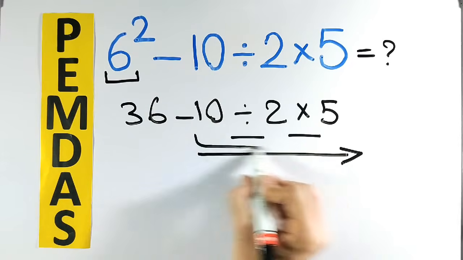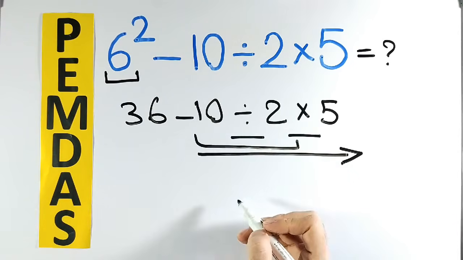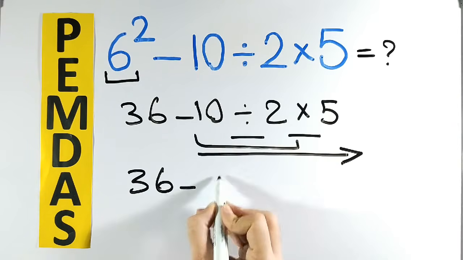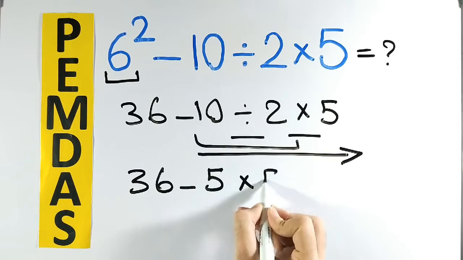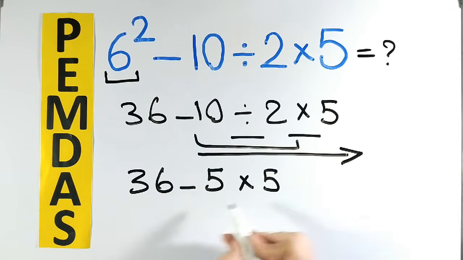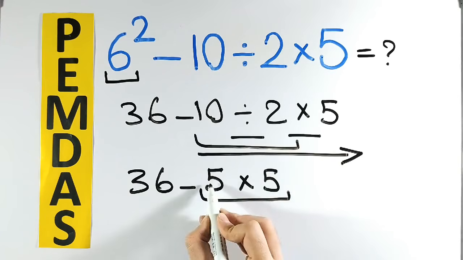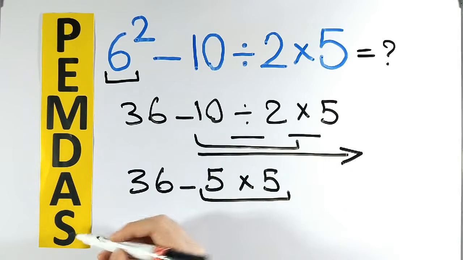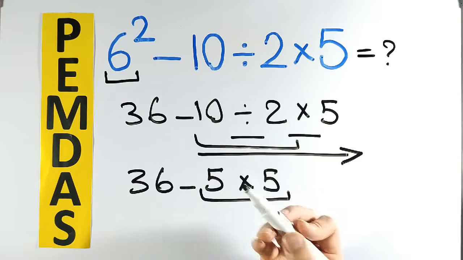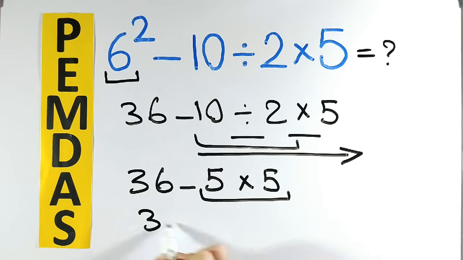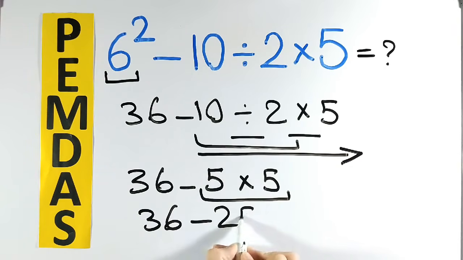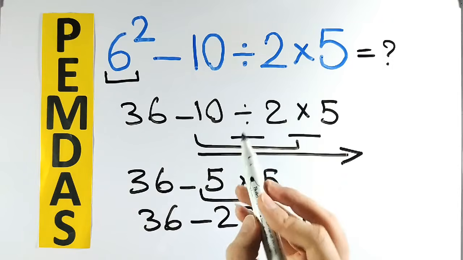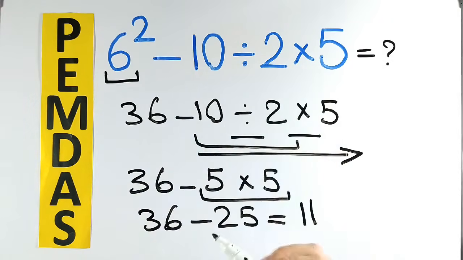So, first we go for the division between 10 and 2, and instead of this expression, we can write 36 minus 5 multiplied by 5. And the final step, we go for the multiplication between 5 and 5, because multiplication has a higher priority than subtraction. So, we rewrite this expression as 36 minus 25, which finally gives us the answer 11. Alright, now let's solve another math question together.